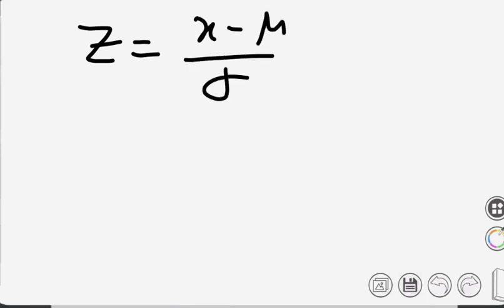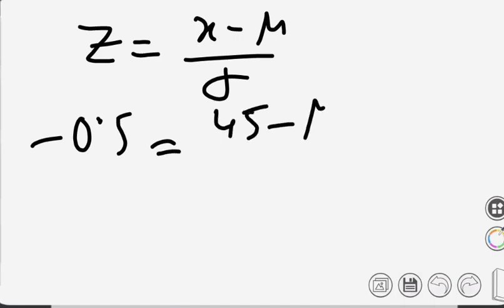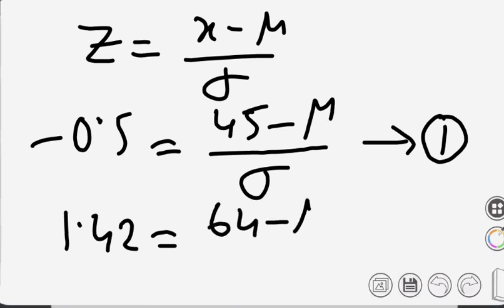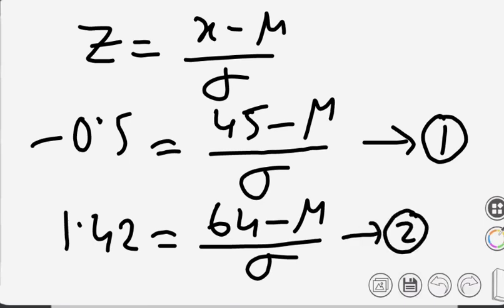So do that. So z equals to x minus mu by sigma, তার মানে minus 0.5 equals to x কত ছিল তখন? 45 না? Yes sir. এটা একটা রিলেশন, আর একটা রিলেশন হচ্ছে 1.42, because that is the value of z. Then the value of x is what? 64 na? As mu by sigma. So this is the second relation. So solving these two equations, just solve, quickly solve and tell me what is the value.